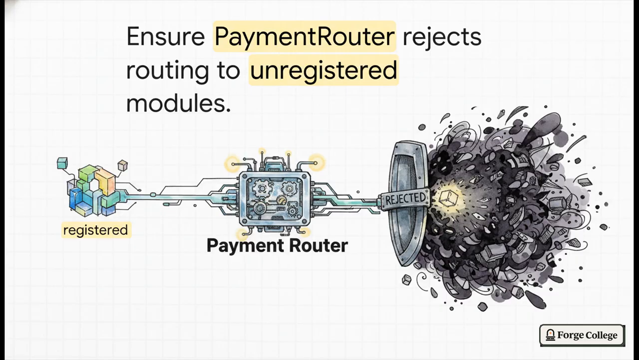We want it to revert with a module not registered message. Because honestly, we definitely do not want our payment router getting confused and accidentally ejecting our users' funds out into the void to some random unregistered address, right? We literally test for failure specifically so we can guarantee success.